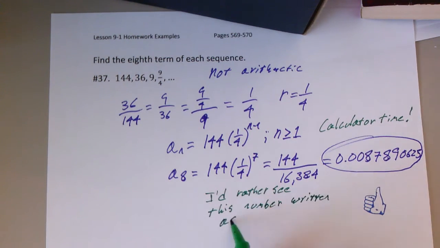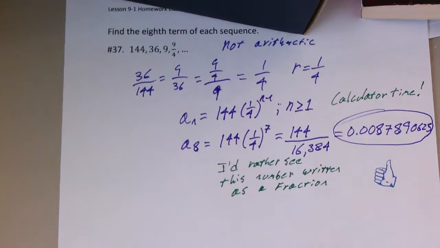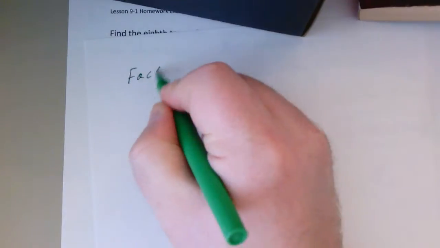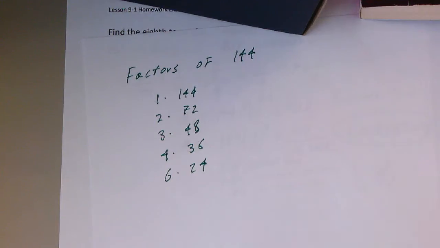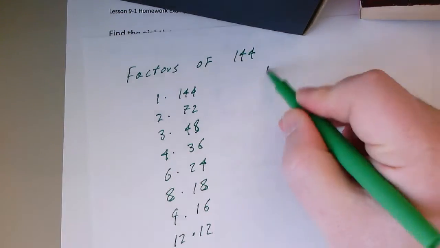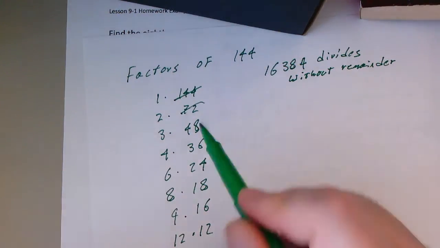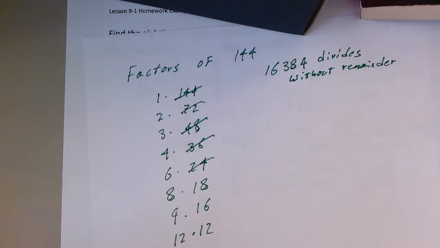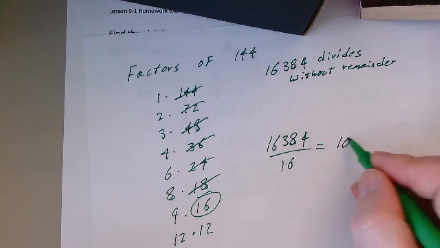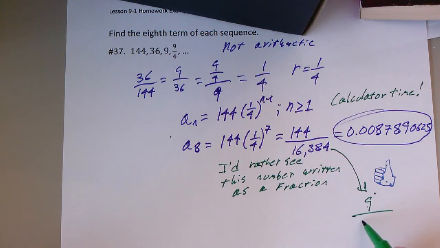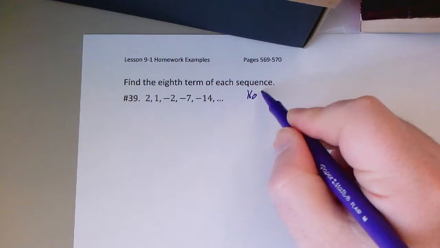Okay, so in order to work the fraction out, we got to find the common factors of 144 and the denominator. So we work out the factors for 144 and see which one of them divides 16,384 without a remainder. And then we're going to divide both 144 and 16,384 by 16. That gives us a nice, neat fraction to work on. We get 9 over 1024. I much prefer seeing an answer like that.